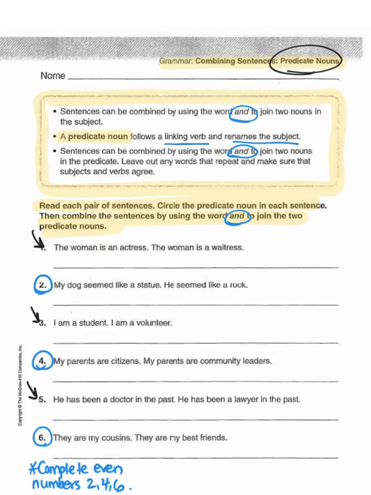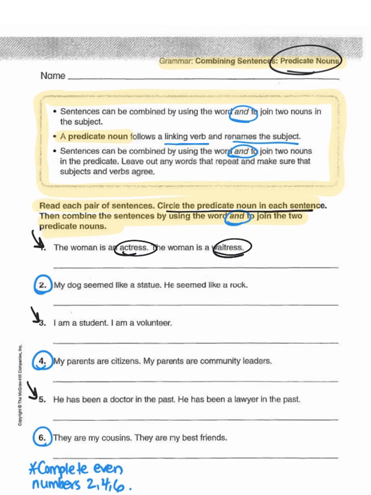All right, so let's take a look at number 1. It says the woman is an actress. The woman is a waitress. Okay, so basically, if we look at this, we're going to say, okay, we have two different sentences going on. So the woman is a what? She's an actress. The woman is also a waitress. So it says circle the predicate noun in each sentence. Okay, and then it wants us to combine it.